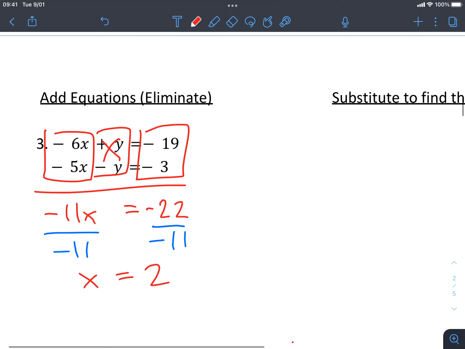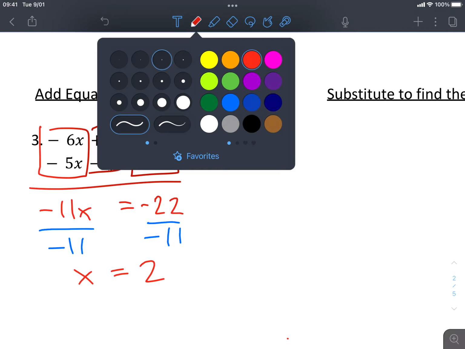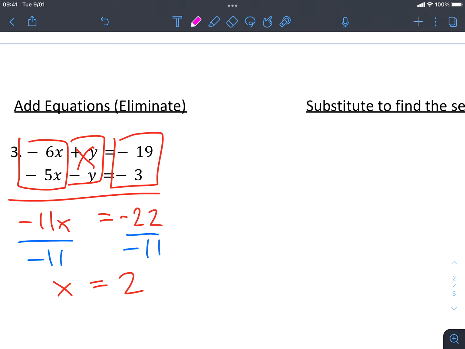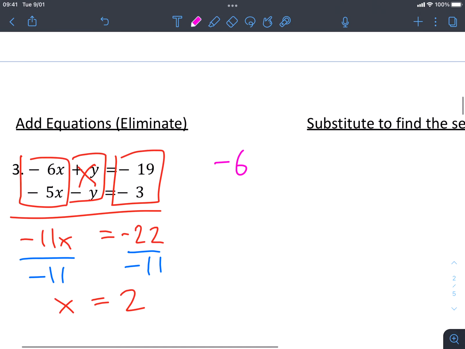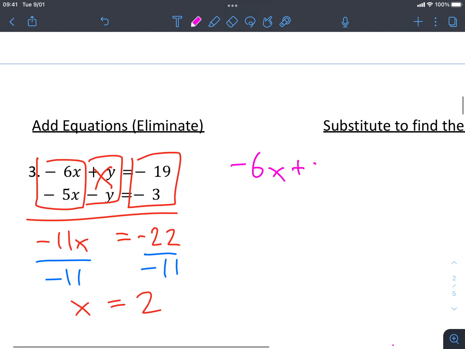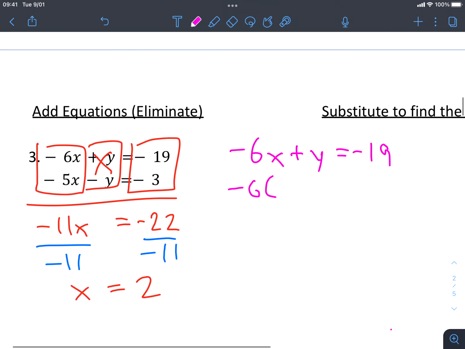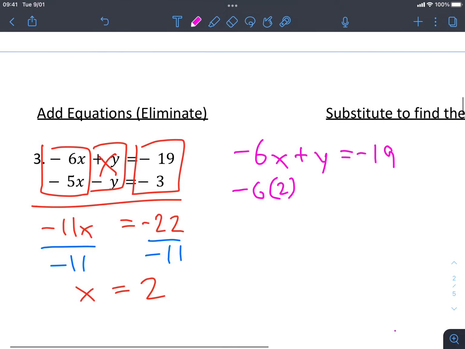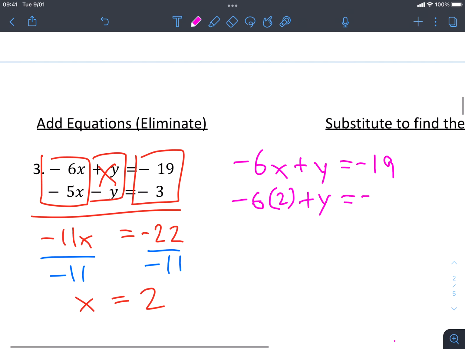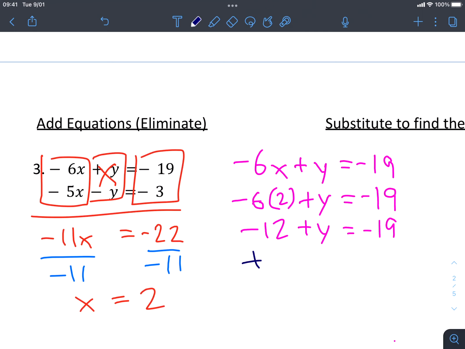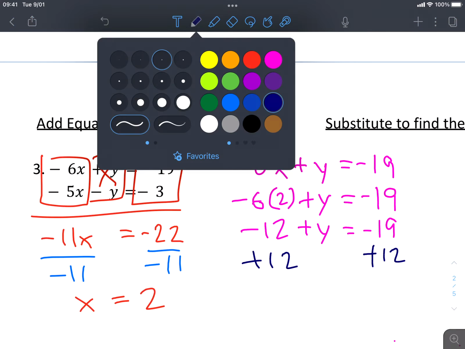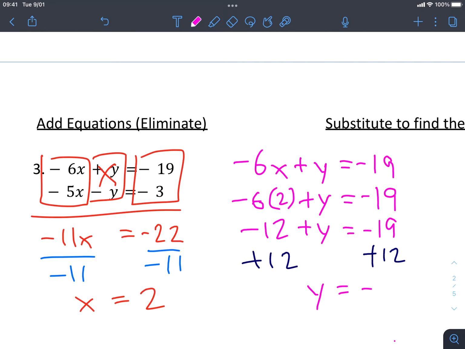So now we need to go back and plug it into either of our equations to get the result that we need. So since I know my x is equal to 2, I'll pick my first equation as an example. And I'm going to substitute my x for 2. Like this. So I get negative 12 plus y is equal to negative 19. I need to add 12 to both sides to get rid of this negative 12. And my y is equal to negative 7.